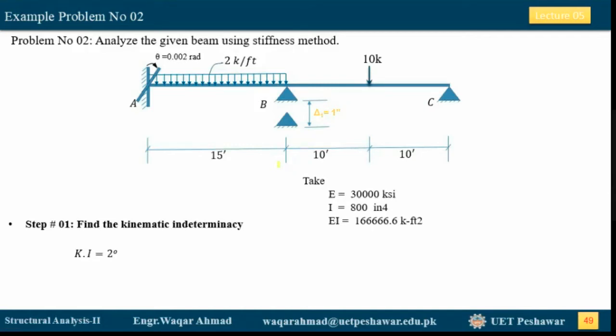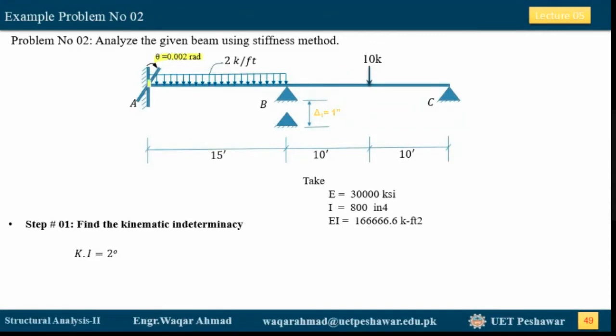Okay, this is example problem number 2 on the stiffness method. This is exactly the same problem, number 1, we solved earlier, but we have made now some changes. For example, we have applied a rotation. Now there is a rotation of 0.002 radians applied at this support at A.